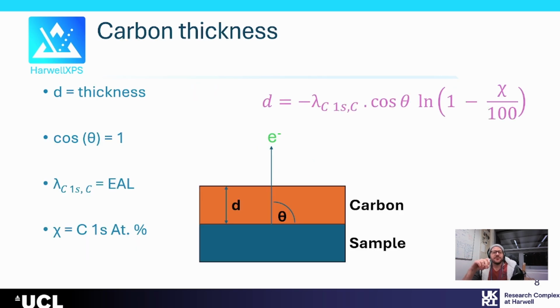If we know the effective attenuation length for the C1s photoelectrons through a C1s hydrocarbon layer, we can estimate the carbon thickness using the above equation. Now, for the majority of cases, you're going to be doing XPS along the surface normal. So here, cos theta is going to cancel out as it equals 1. So now if we have a thickness, even if it's just a rough approximation, we can start to work out how our other peaks might behave through that thickness of carbon overlayer.